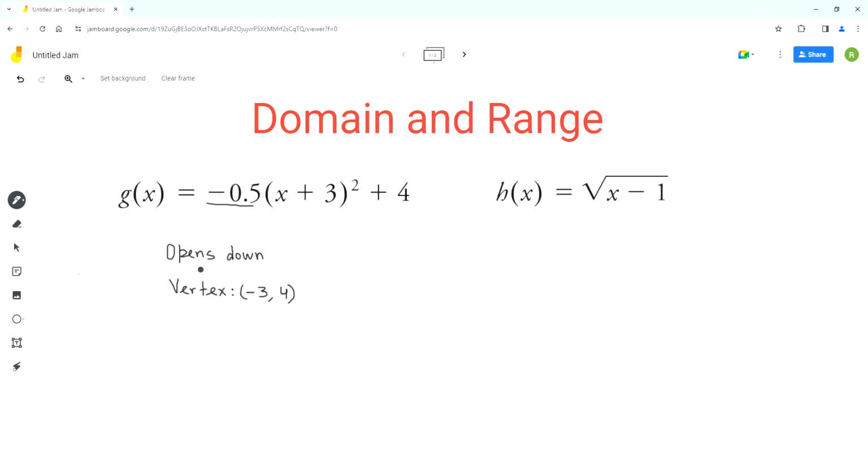Now since this parabola opens down, that means the vertex represents the maximum point or the highest point on the parabola. So now we can write out the domain and range for this function.